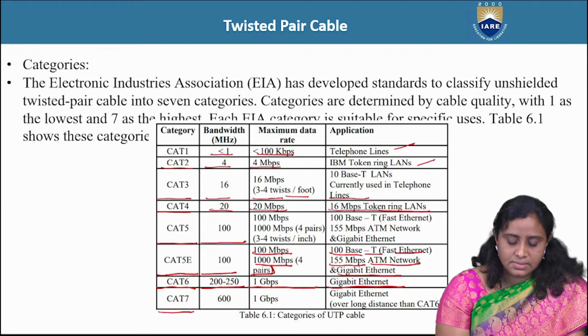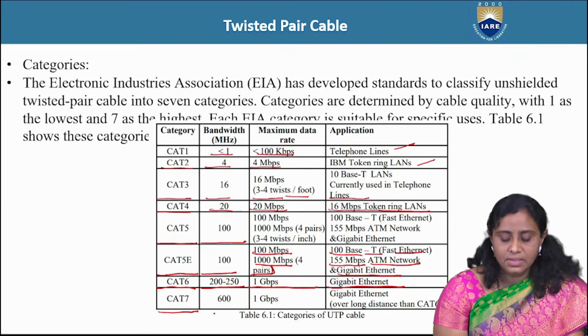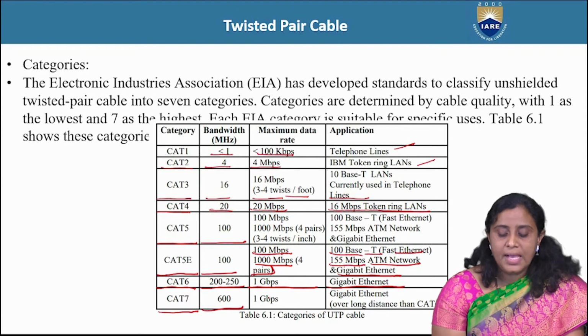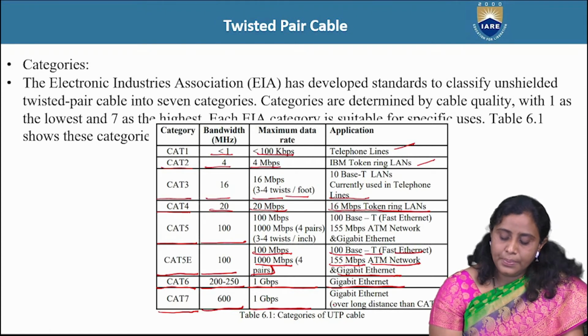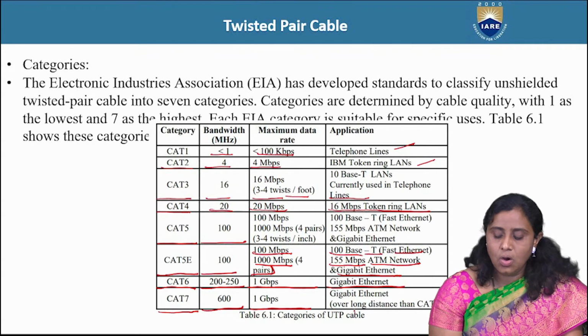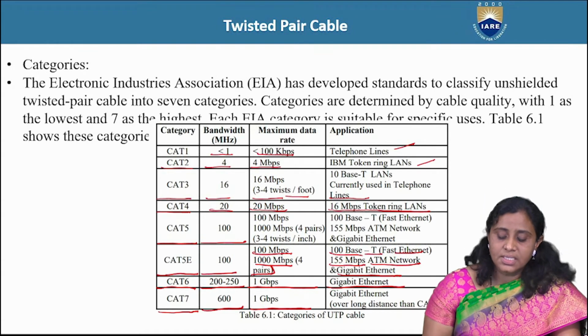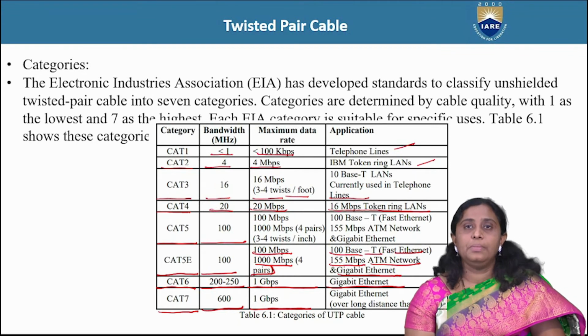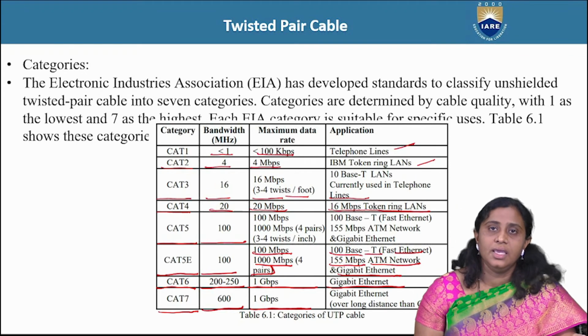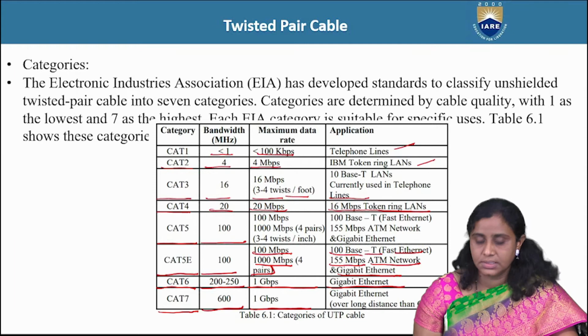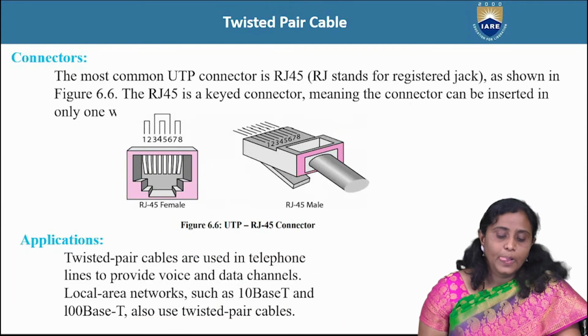Category 7 has a bandwidth of 600 and a maximum data rate of 1 Gbps, and the application type is gigabit Ethernet or long distance. These are the categories of UTP cables defined by the EIA, the Electronic Industries Association.